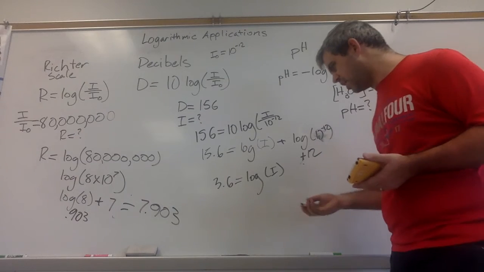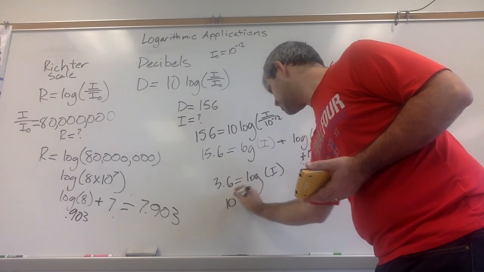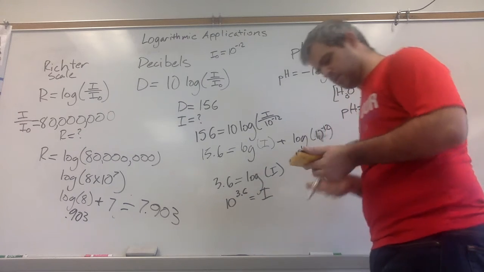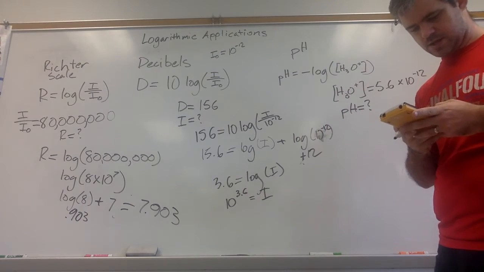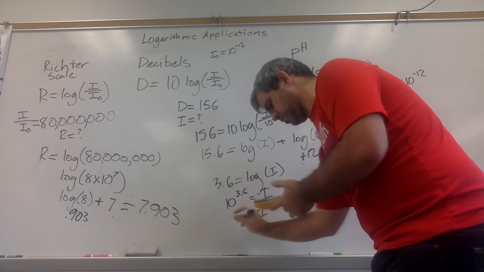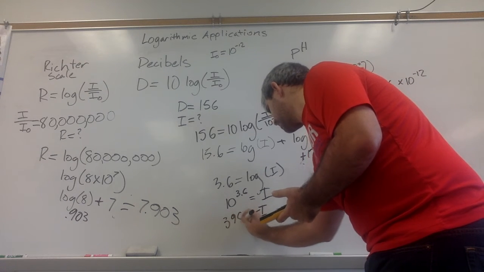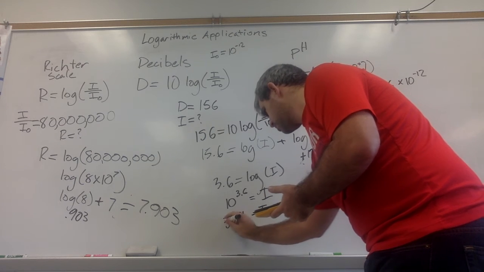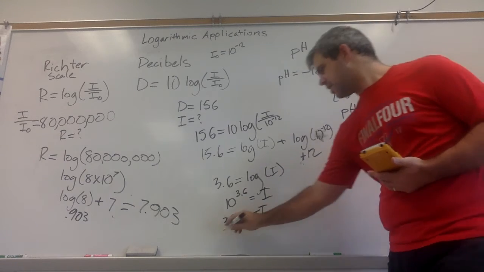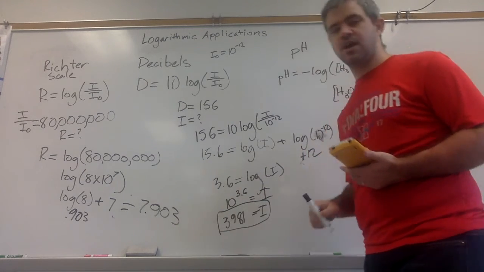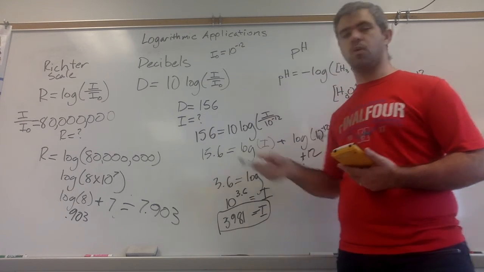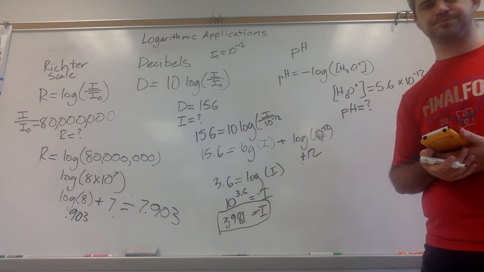So if I'm stuck in logarithmic form, I'm going to change this to 10 to the 3.6 equals I, which equals 3981 plus some change. But this is going to be the intensity of that sound that is producing 156 decibels.